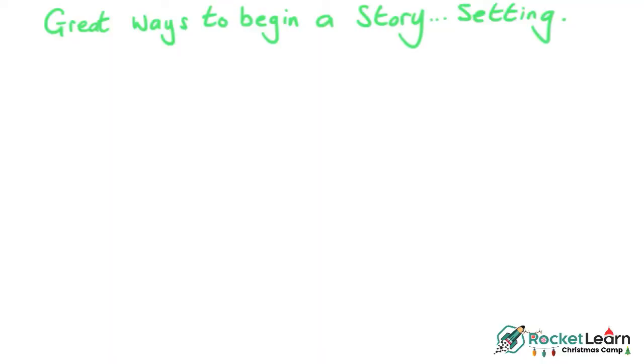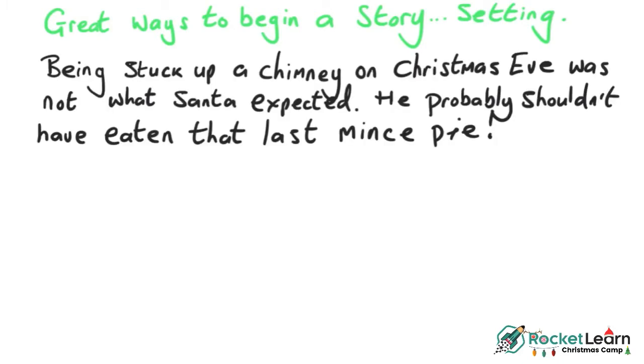Let's do some work. So I'm going to start by sharing 3 great ways to begin a story. And the first way is to concentrate on the setting. So for example, being stuck up a chimney on Christmas Eve was not what Santa expected. He probably shouldn't have eaten that last mince pie, or the 500 mince pies before them, probably. So an unexpected setting is definitely a great way to hook your readers.